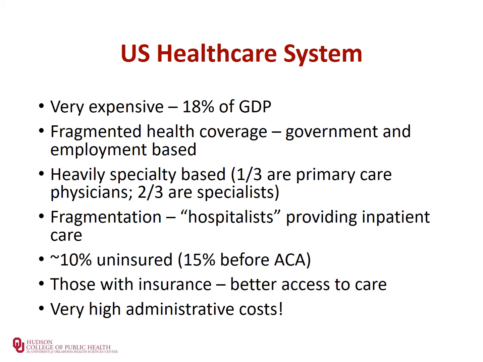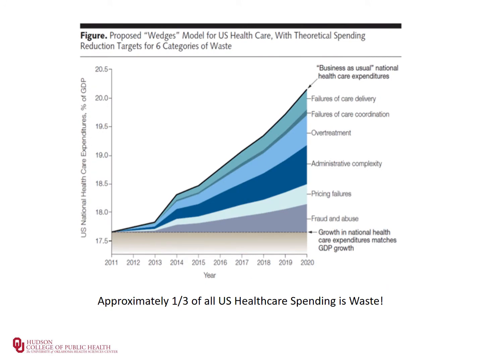So this is an article that was published by Glenn Hackbarth and Don Berwick in the Journal of the American Medical Association a few years ago that looked at wedges of waste. They predict from their studies that anywhere from 25 to 30% of every single dollar spent on healthcare in the United States is wasted. Doesn't help patients. It is simple waste. And so they looked at what those different categories of waste were.